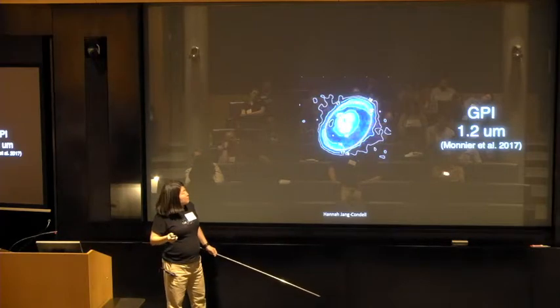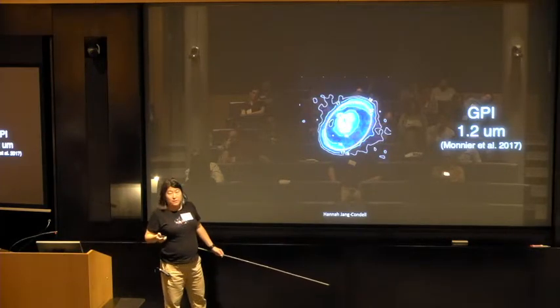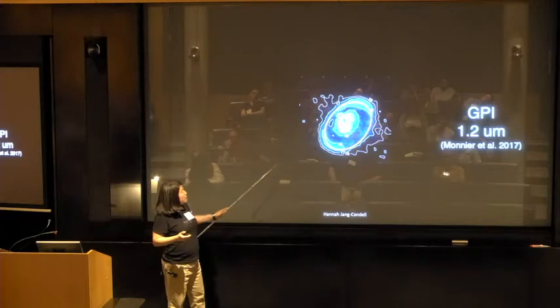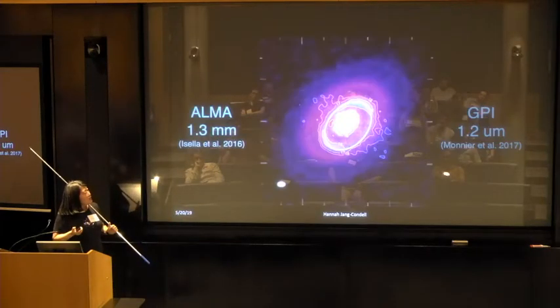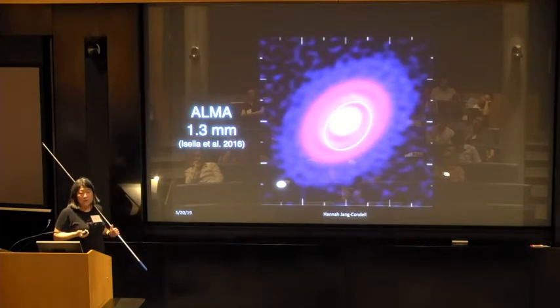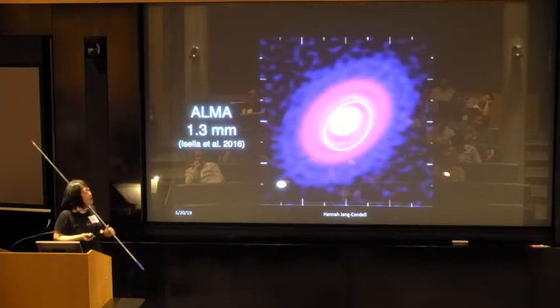Okay, so I'm going to draw in a little ellipse to draw your eye. This is following the GPI scattered polarized light emission. I'm going to switch back to the ALMA image. There's a clear offset between those two rings. Okay, so what's going on here?